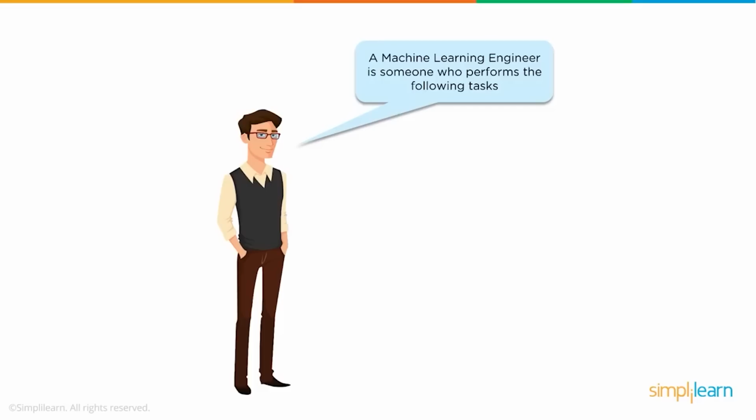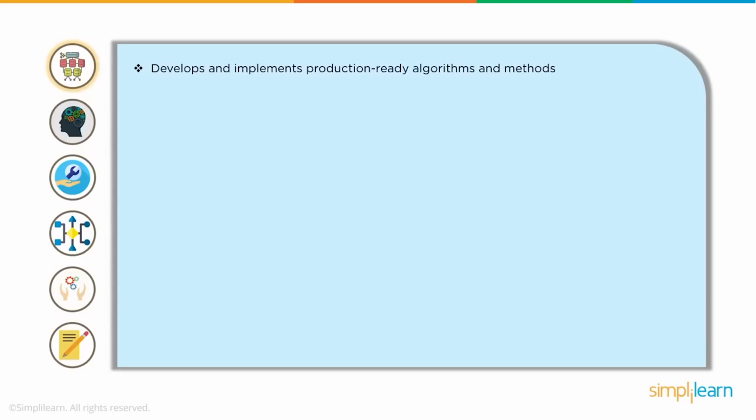A machine learning engineer is someone who performs the following tasks: develops and implements production-ready algorithms and methods. This is a very difficult challenge because we talk about production ready. That's a key word in here. This is something that's going to be pushed out to end users to be able to use, whether it's a bank doing their finances or your new cell phone where it's doing some kind of image adjustment and adding in virtual images or stamps onto the picture.